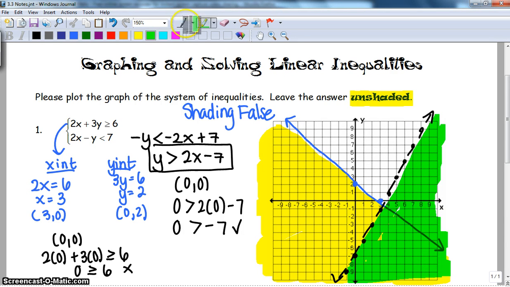And what that means is that this space in here, this white space, this is your solution set. This is the place where 2x plus 3y is both greater than or equal to 6 and 2x minus y is less than 7.